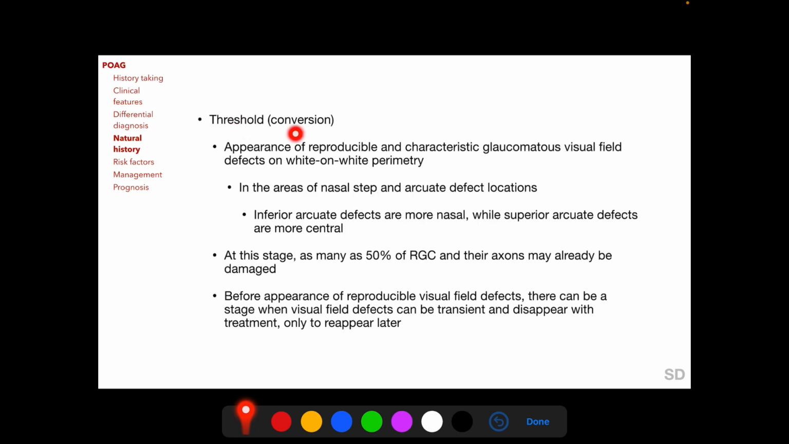In the threshold or conversion stage, reproducible and characteristic glaucomatous visual field defects start to appear on white standard automated perimetry, and they are typically in the areas of the nasal step and arcuate defect. By the time this stage occurs, it is said that as many as 50% of retinal ganglion cells and their axons may already be damaged. And before appearance of reproducible visual field defects, there can be a stage when visual field defects can be transient and disappear with treatment, only to reappear later.